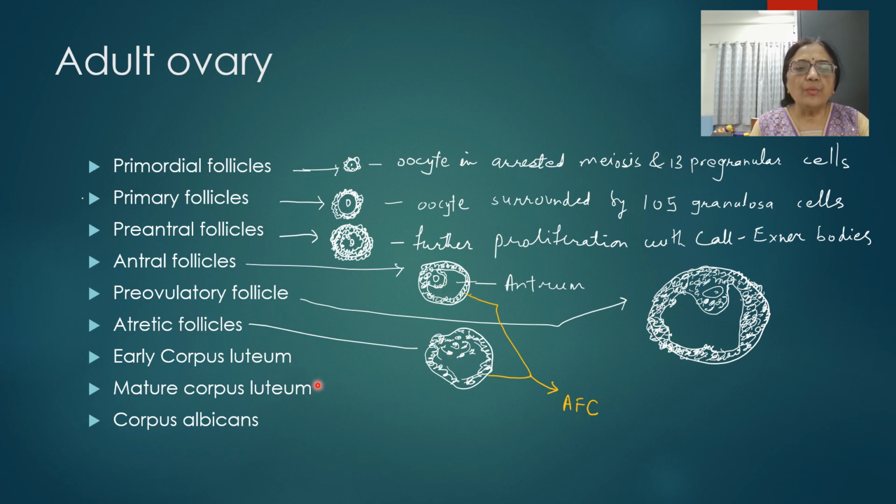And we have our early corpus luteum, mature corpus luteum, and corpus albicans is also present. So what is the functional unit of the adult ovary? It is the primordial follicle, and then as follicular development takes place, it goes on developing into a mature pre-ovulatory follicle, and then ovulation takes place, and then it gets converted into corpus luteum.